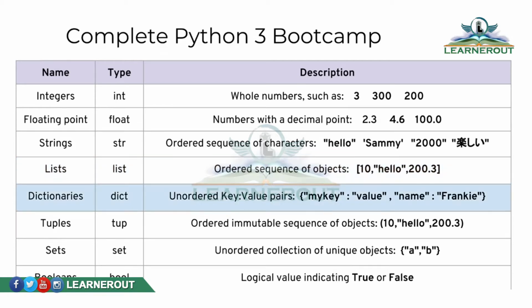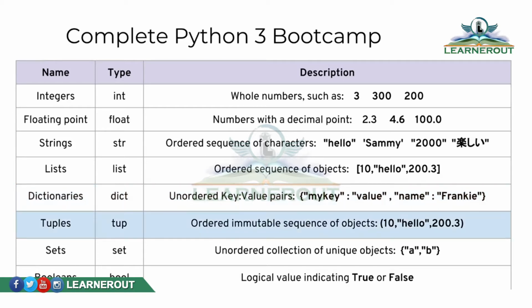Dictionaries are another data structure that can store other data types, except in this case, instead of having an ordered sequence, they have unordered key value pairs. We'll be discussing in a lot more detail how dictionaries work. But here we can see that we have a key, then a colon, and then a value, and it's denoted by curly braces, as opposed to a normal list, which has square brackets. Then we can have something like name, then a colon, and the value of that name is Frankie. Again, we'll be discussing dictionaries in a lot more detail.